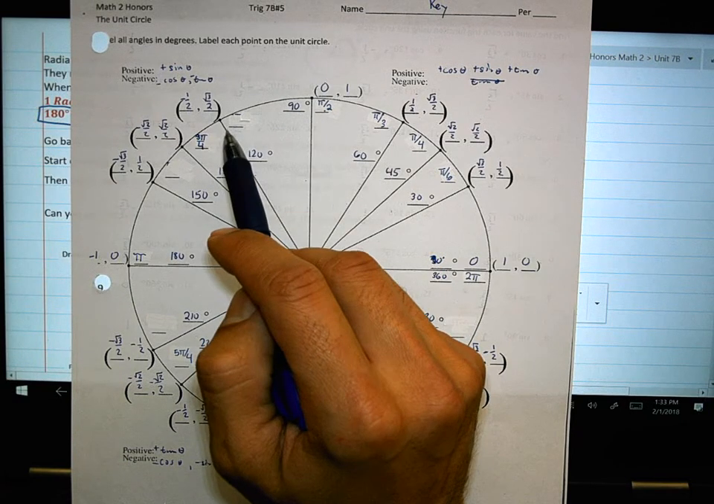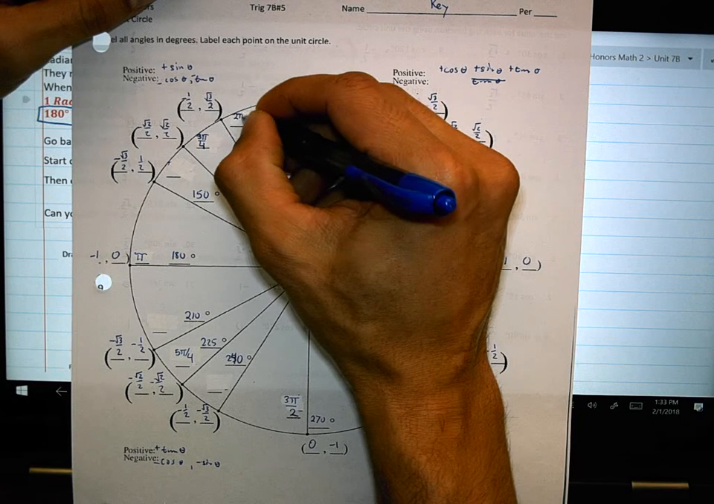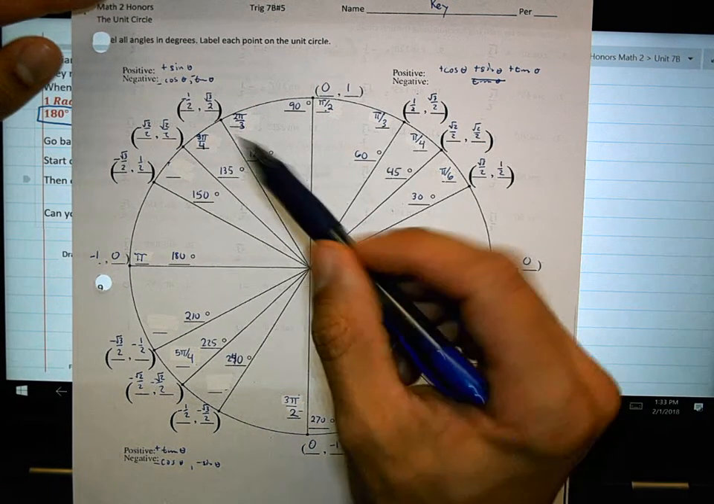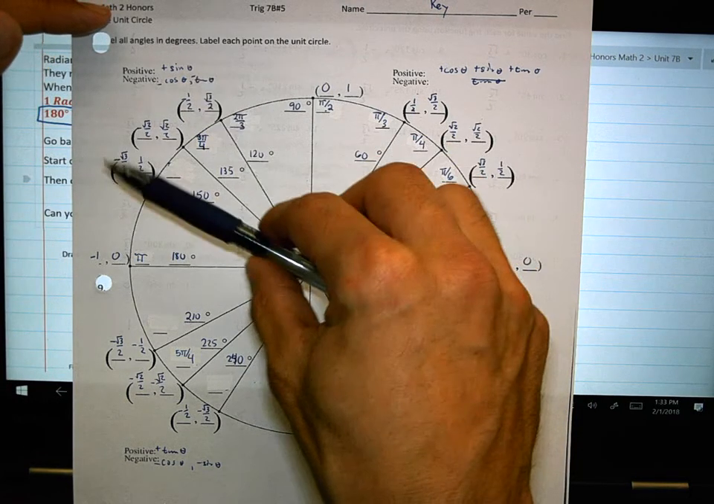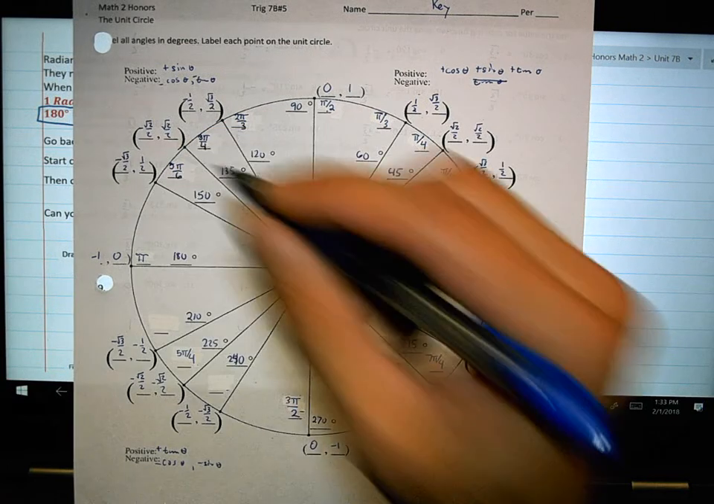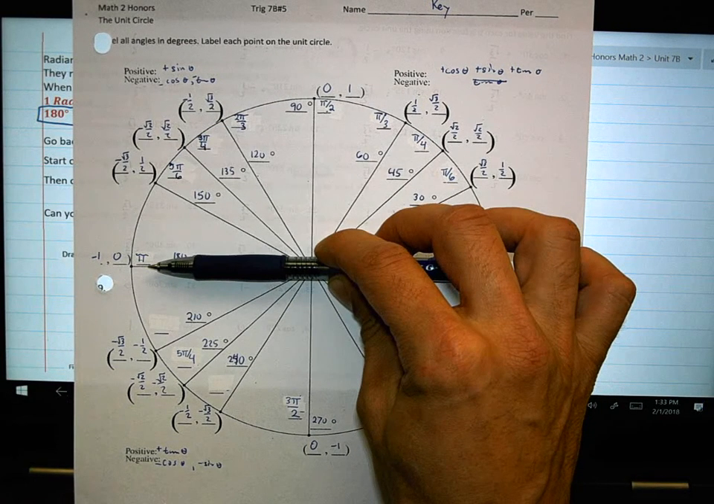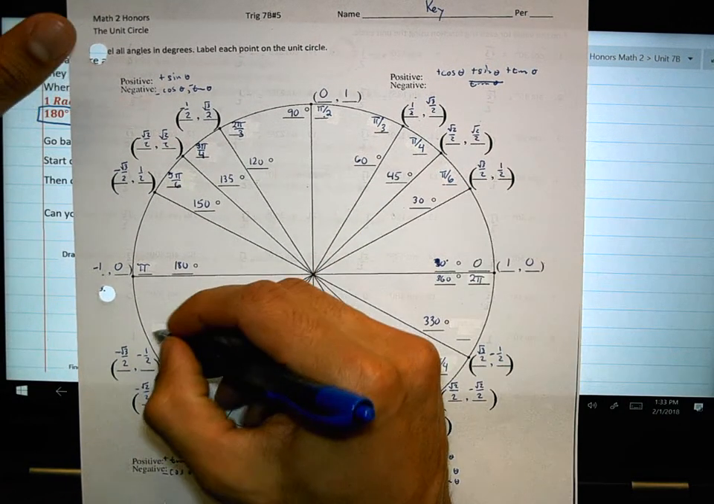4 pi over 6 reduces. What does it reduce to? 2 pi over 3. 4 pi over 6. 5 pi over 6 is odd. It's not going to reduce. Can I go faster? 6 pi over 6. It's already there. It's already reduced. 7 pi over 6. It's odd. It won't reduce.